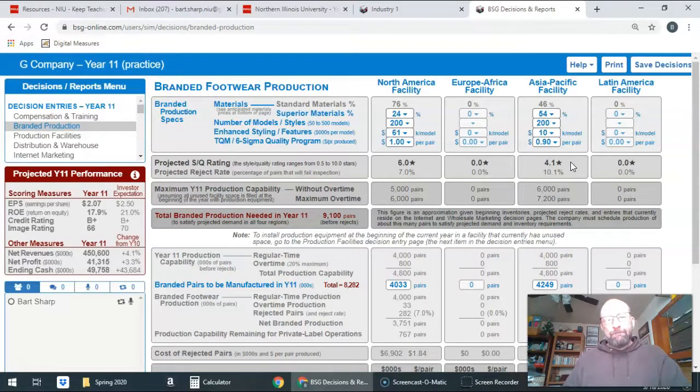Same thing with the number of models. You want to keep that the same across the company. So if I'm making these decisions and I've decided as a company we're going to produce 6-star shoes, now I also need to come over to my Asia facility and change my inputs to get 6-star shoes there too. Okay, so that's the stuff on top.